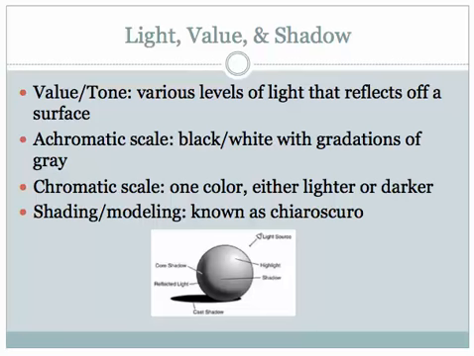Achromatic, which will be like what we see in the example of the ball here, black, white, and gradations of gray. Of course, then we're going to see chromatic scales, where there's one color, and either that color is a lighter version or a darker version. Oftentimes, just go to a paint store and you'll see they'll have little cards, and you'll have a particular type of green, and they'll have that same green somewhat lighter, somewhat darker. Of course, for an artist that's trying to go for a naturalistic depiction, it's a question of all of the above, and using shading or modeling. In the Renaissance period, this was known as chiaroscuro.